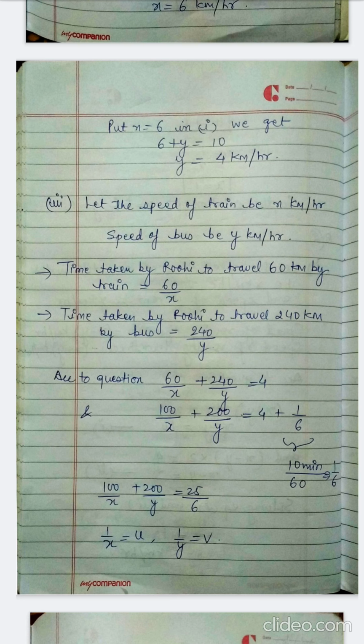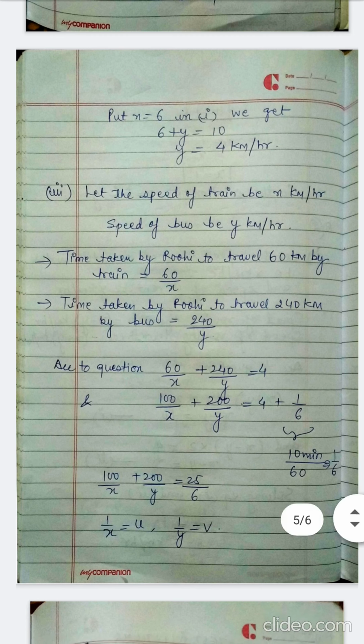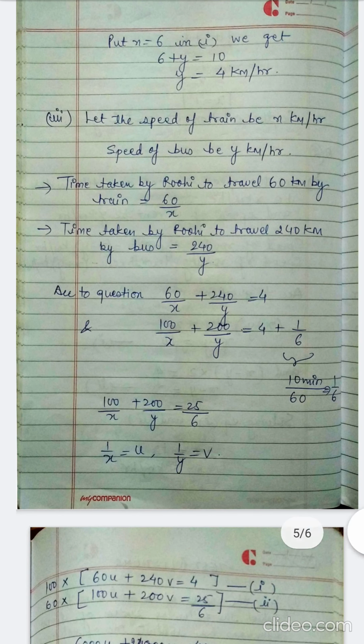Clear? Now according to the question, 60 upon x plus 240 upon y is equal to the total time taken, 4 hours, right? So we have 60 upon x plus 240 upon y is equal to 4.